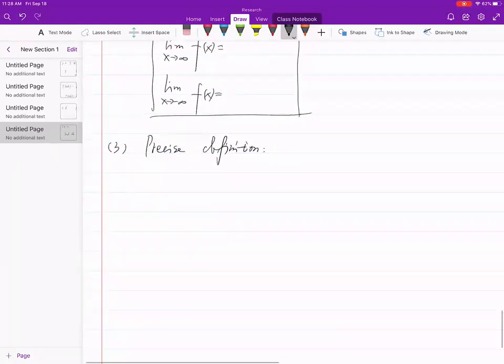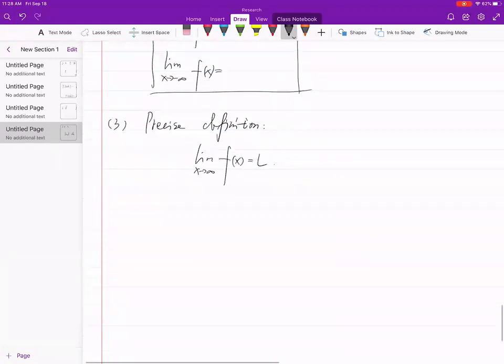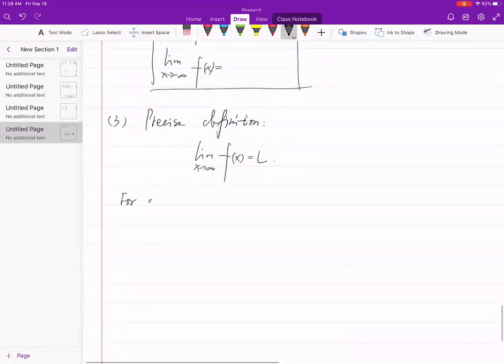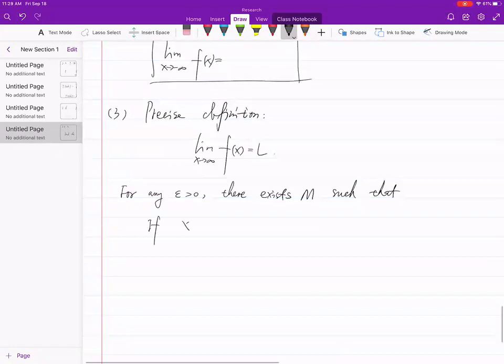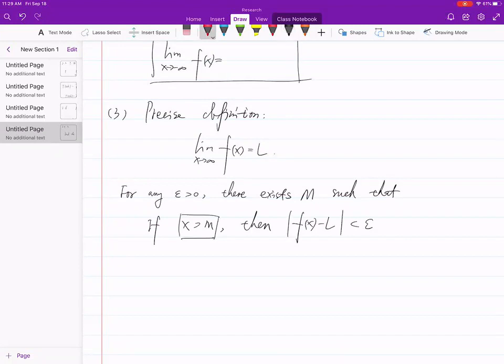The careful version. What do you mean by this is that now for any epsilon bigger than 0, there exists, before we called it delta, now we call it M, such that if x is bigger than M, then when x is big enough, the function can be as close to L as we want. So that's the precise definition.